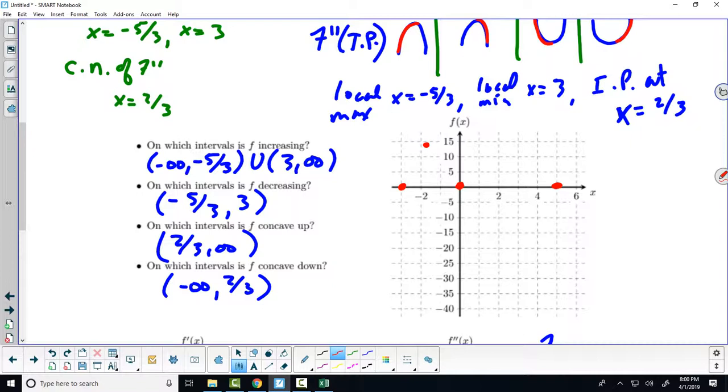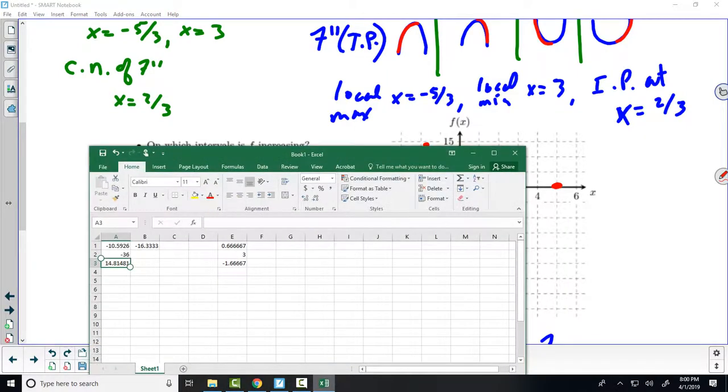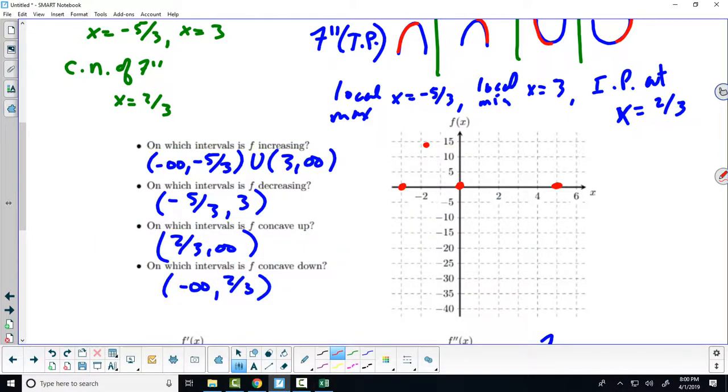We've got a local minimum, we said, at x equals 3. Well, I plugged 3 into the function, and I got out negative 36. So at the ordered pair 3 comma negative 36, we've got a local minimum. Okay. So I think I've got enough to sketch this graph.